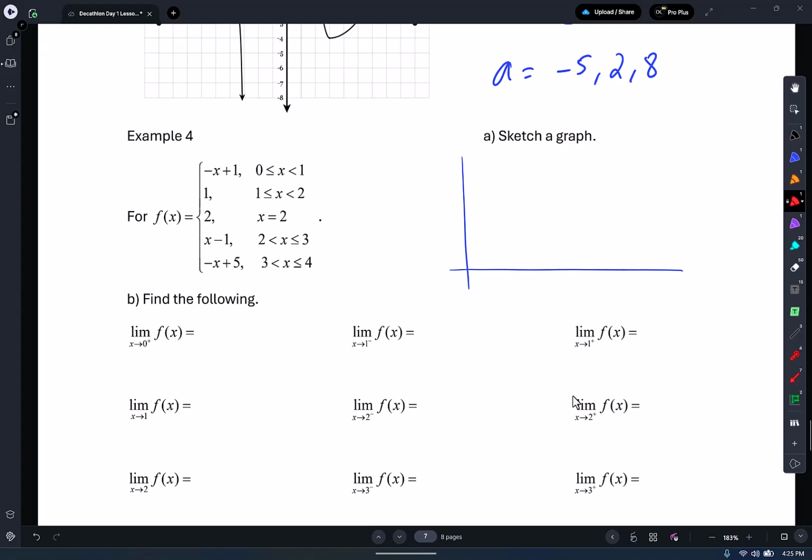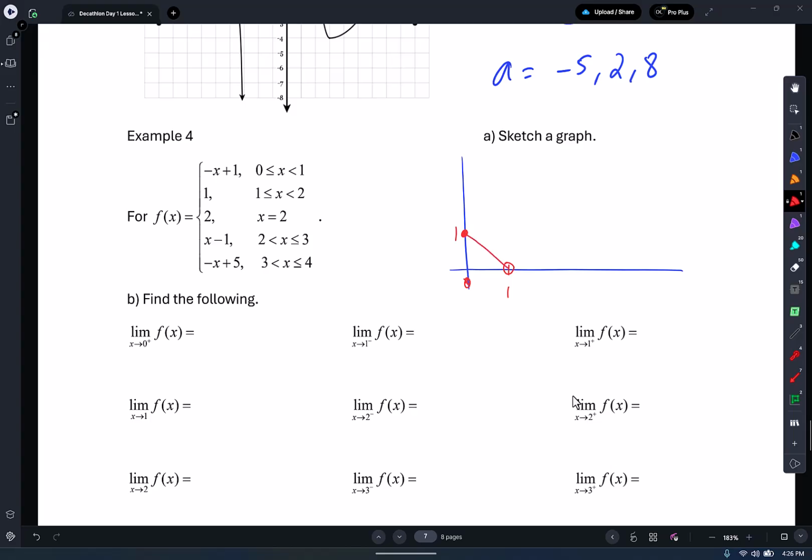At x equals 0, what is 0 plus 1? 1. So at 0, put a point at 1. So here's 0. I'm going to say that's 1. At 1, -1 plus 1 is 0. So here's 1. And I'm going to put an open circle, and I'm going to connect those 2 dots.